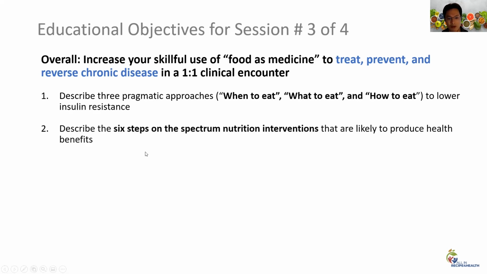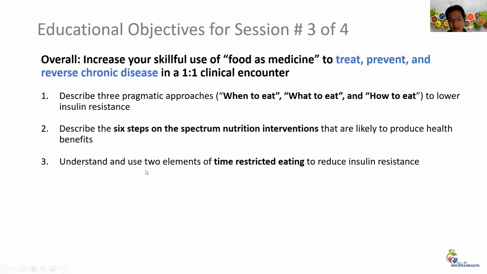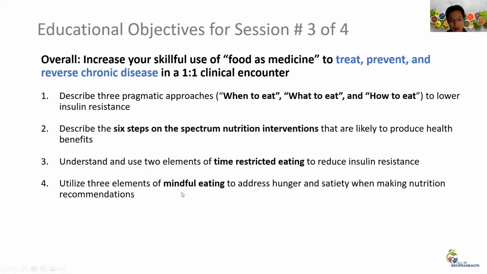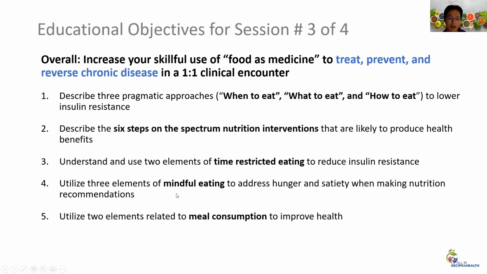The second one is describe the 6 steps on the spectrum of nutrition interventions that are likely to produce health benefits. The third one is understand and use 2 elements of time-restricted eating to reduce insulin resistance, and utilize 3 elements of mindful eating to address hunger and satiety when making nutrition recommendations. And then the final one is utilize 2 elements related to meal consumption to improve health.